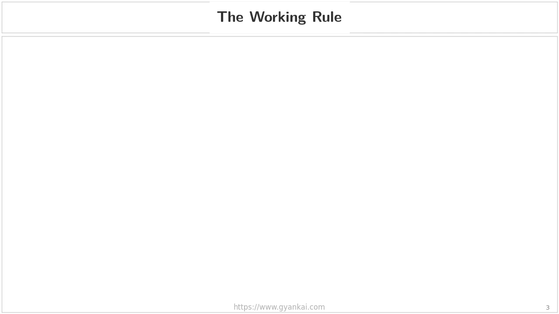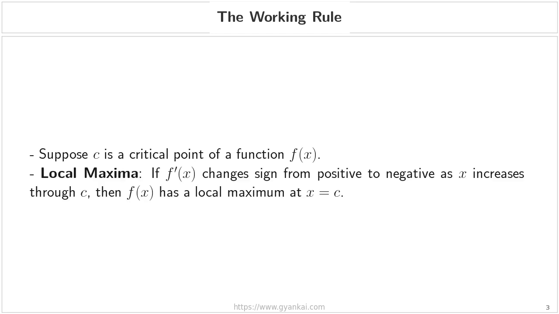The working rule. Now that we understand that the first derivative tells us whether a function is increasing or decreasing, let's look at the actual working rule for the first derivative test. Suppose we have a value, which we will call c, that is a critical point of our function f of x. First, let's discuss how to identify a local maximum.